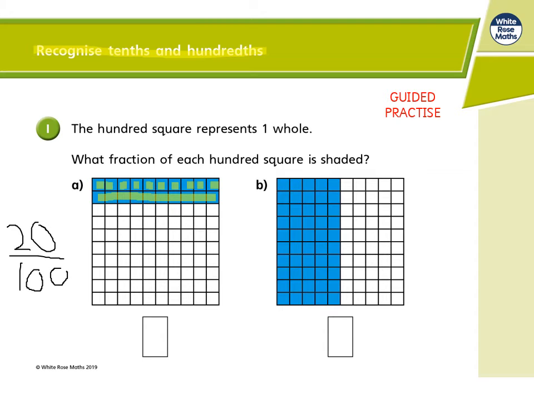So that is 20 hundredths when I'm looking at the individual squares. I also have 2 tenths. I have one row of 10 and another row of 10. So 20 hundredths is actually also equal to 2 tenths. Now I'm wondering what you're thinking with question number B.